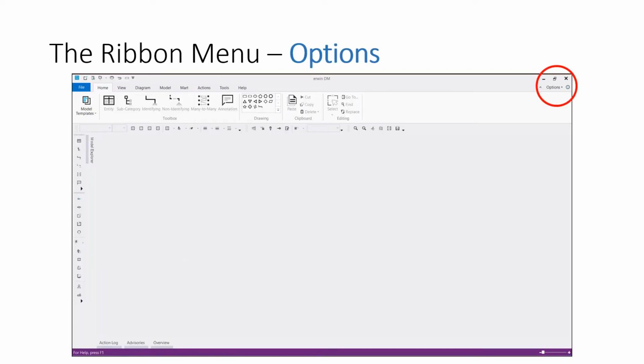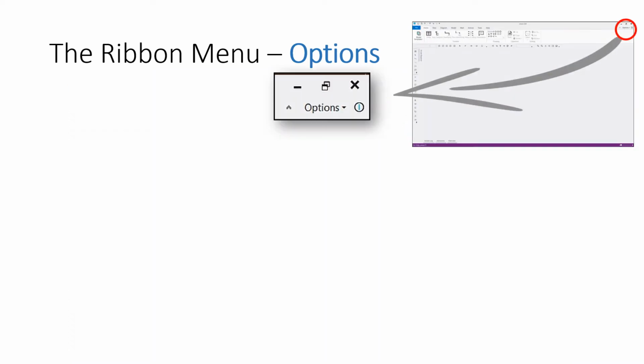Let's look at how modelers can modify and control the look and feel of the new ribbon menu UI. The controls we want to focus on are in the upper right corner of the Erwin DM window, just below the standard window control icons for minimize, maximize, and close. There are 3 items available in this area: an upwards facing caret, the Options menu dropdown, and the information symbol, a lowercase i inside a circle.